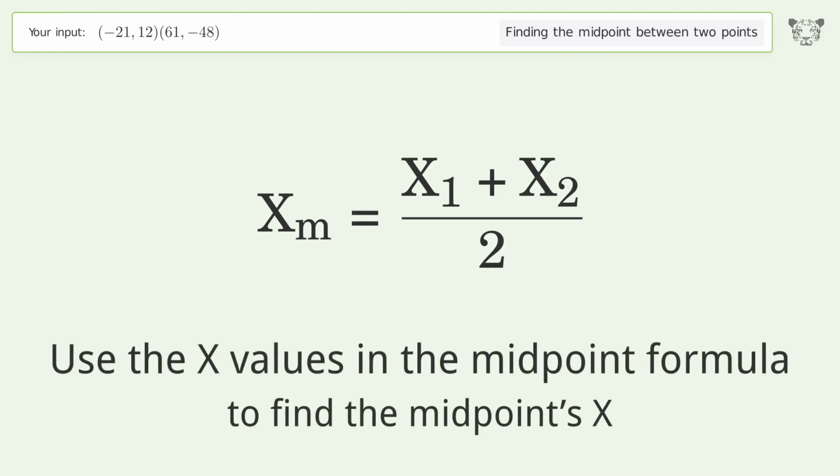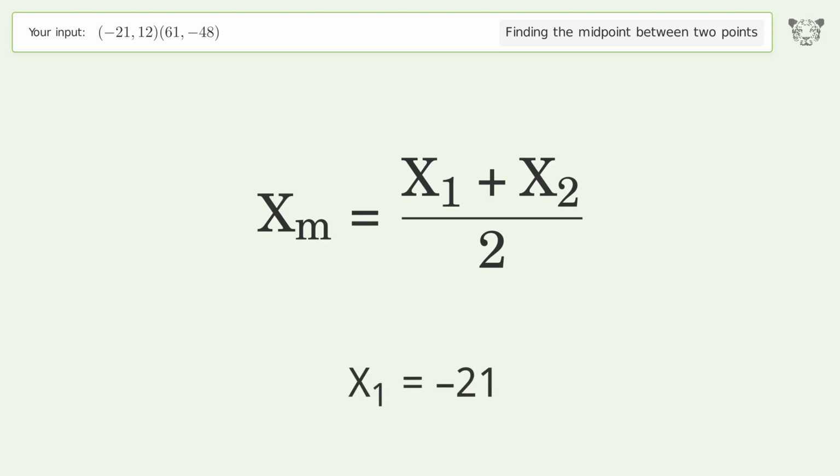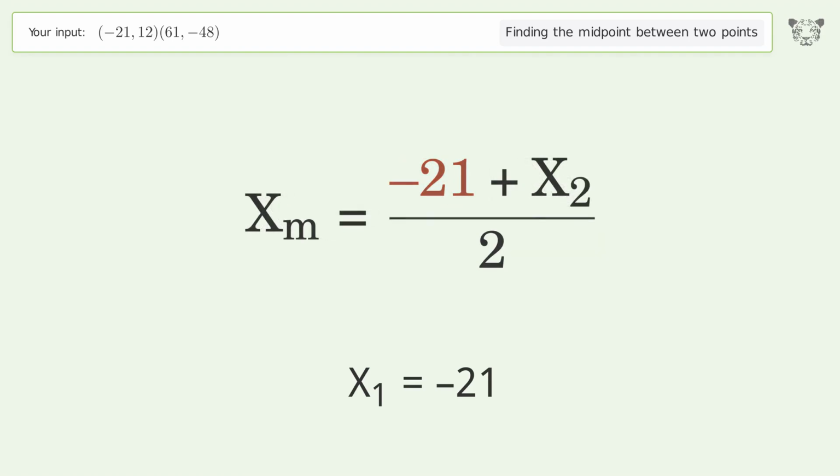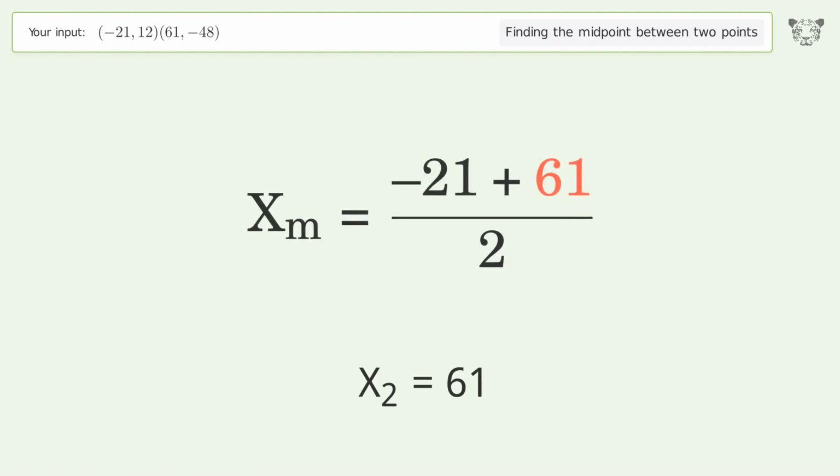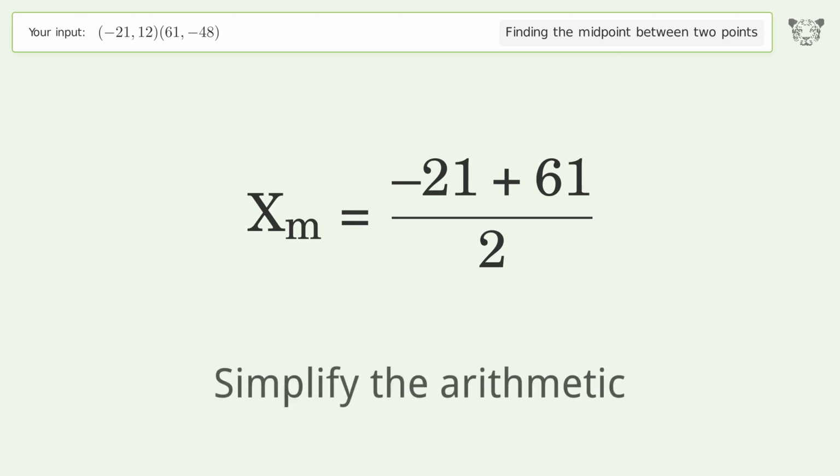Use the x values in the midpoint formula to find the midpoint's x. x1 equals -21. x2 equals 61. Simplify the arithmetic.